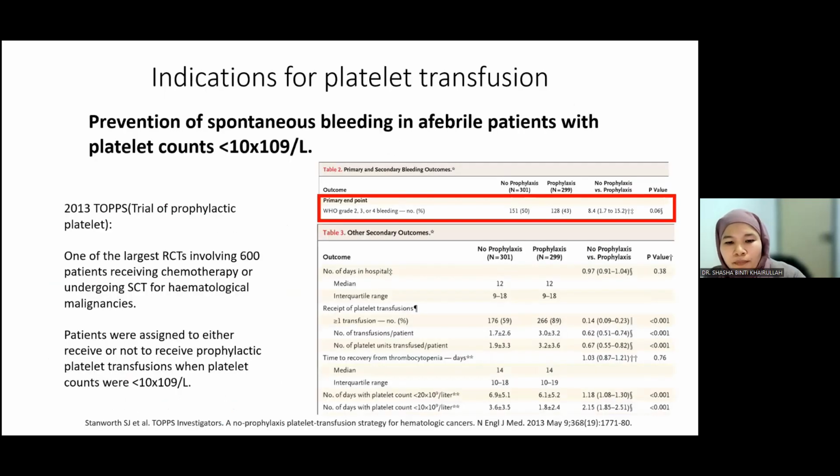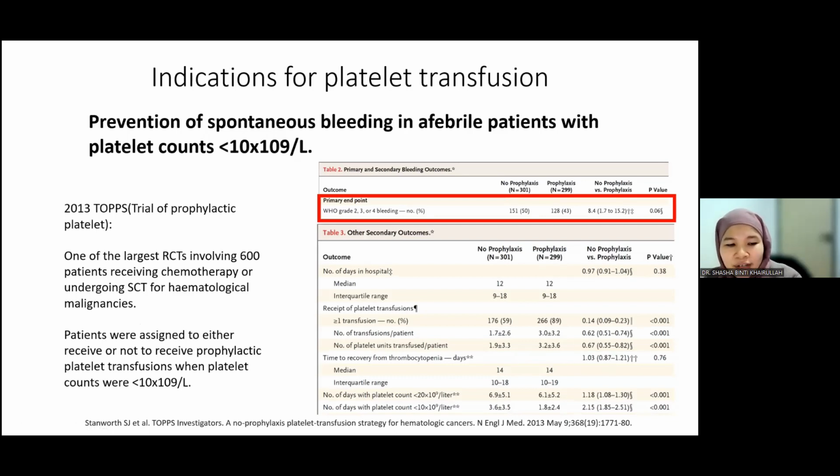So the first indication would be prevention of spontaneous bleeding in afebrile patients with platelet counts of less than 10. Many randomized control trials have been done. I've taken one of the largest, which is the 2013 TOPS trial. It involves 600 patients receiving chemotherapy or undergoing stem cell transplant for hematological malignancies.